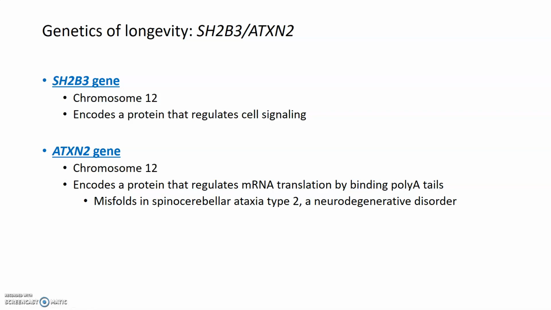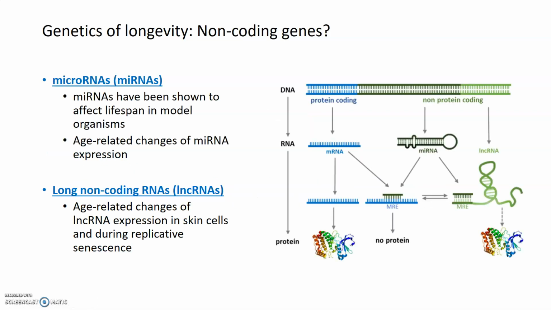And what's important to note is that the genetics of longevity don't just have to do with protein coding genes. There's also microRNAs, as well as long non-coding RNAs, which can play a role in longevity as well. Both microRNAs of specific types and long non-coding RNAs have been shown to change with age. And so it's possible that the genetics of longevity are not just controlled by protein coding genes, but by these non-coding elements as well.